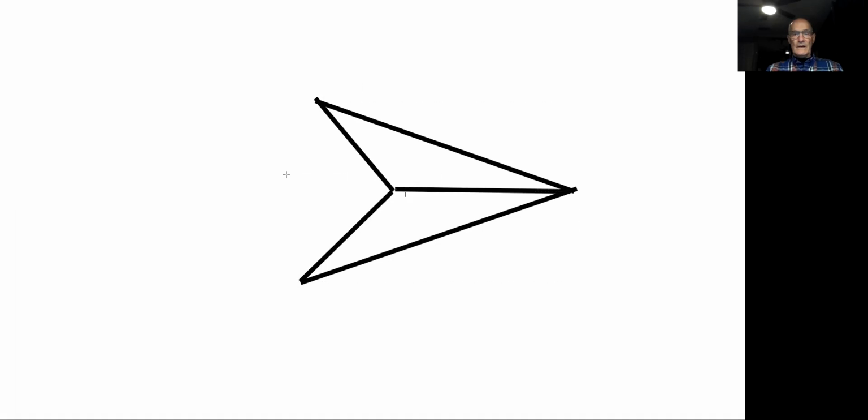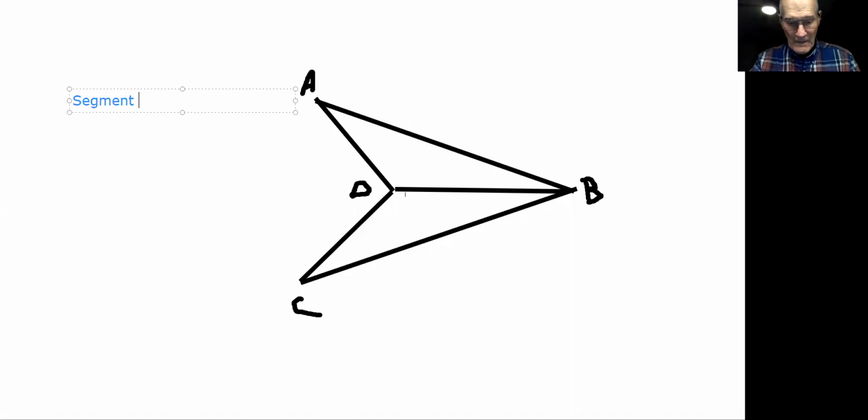So we can come in here, we can say, okay, let's say this is A, B is here, C is here, and D is here. Now, if I tell you, for instance, that segment DB bisects angle ABC.